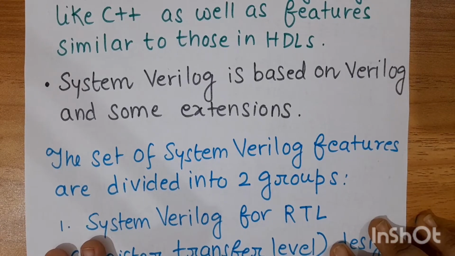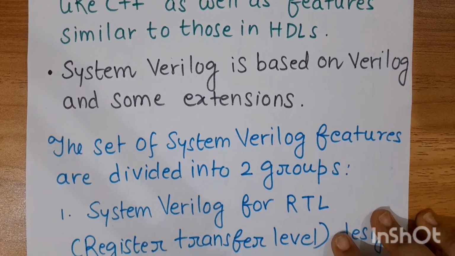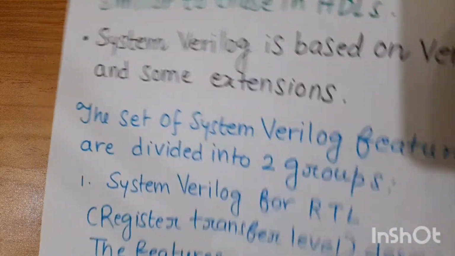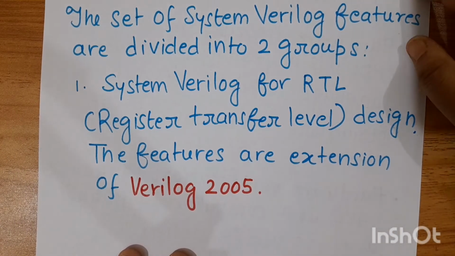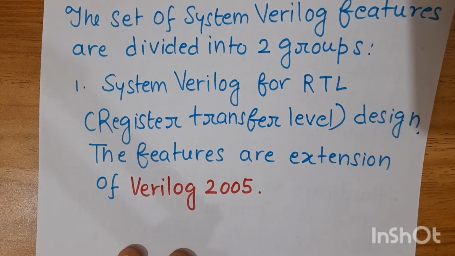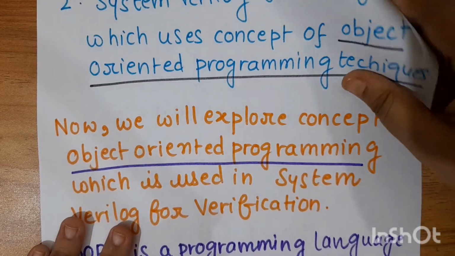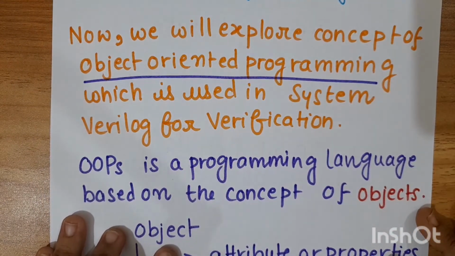SystemVerilog is based on Verilog and it has some extensions of Verilog too. The set of SystemVerilog features is divided into two groups. SystemVerilog for RTL, register transfer level design, and these features are extensions of the Verilog 2005 standard. Then SystemVerilog for verification. It uses the concept of OOPs, that is object-oriented programming techniques. Now we will explore the concept of object-oriented programming, which will be used in SystemVerilog for verification.